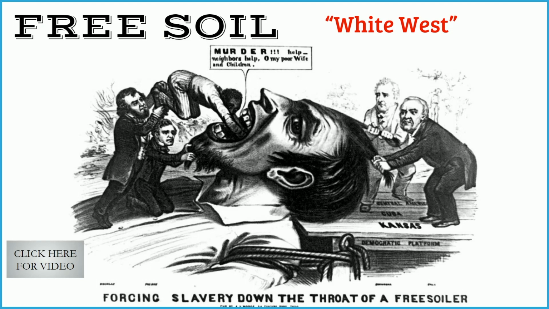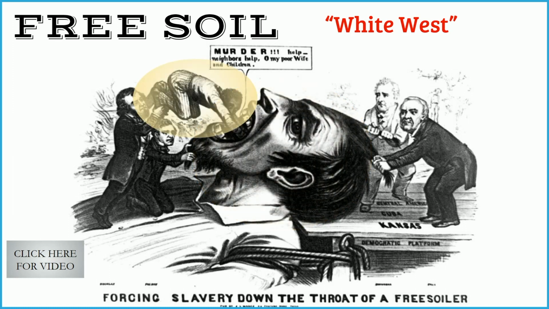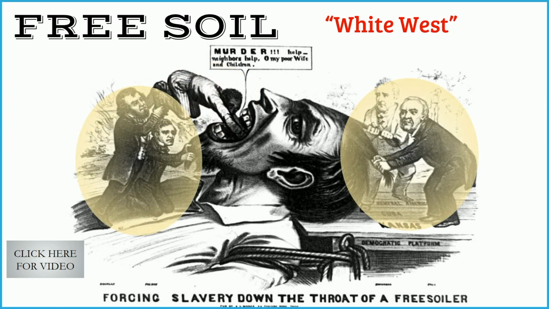And just for clarity here, there's this political cartoon depicting what it's like to be a free soiler. So notice the caption at the bottom. It says, "Forcing slavery down the throat of a free soiler." And you have the white man here. This is a free soiler, and he has his head pulled back. And what's happening? He has a little African-American man being forced down his throat, right? And who's doing this to this free soiler? You have these northern abolitionist Democrats who are kind of saying to free soilers, we need to end slavery. You need to be on our side.